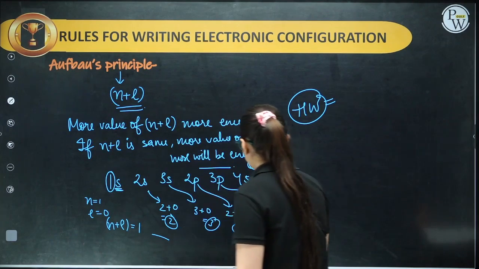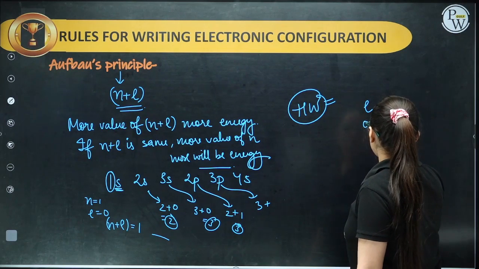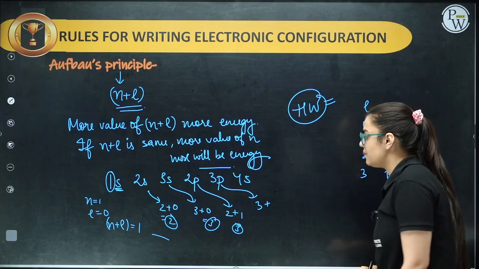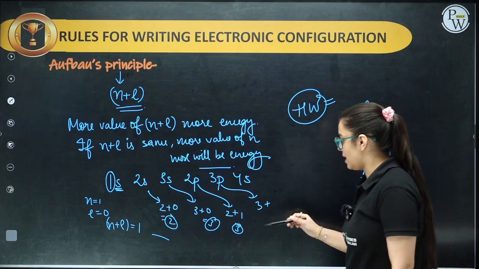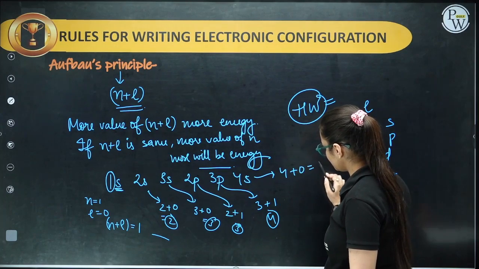Now for this 3p, it is 3. What is the value of l for p? See, l is 0 for s, 1 for p, 2 for d, 3 for f. Right? For p, it is 1. This comes out to be 4. Now for this, 4 plus 0, 4.